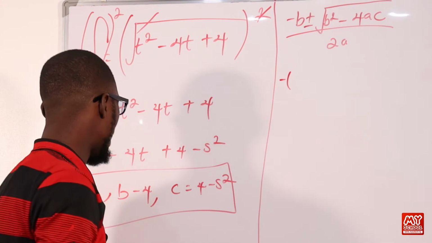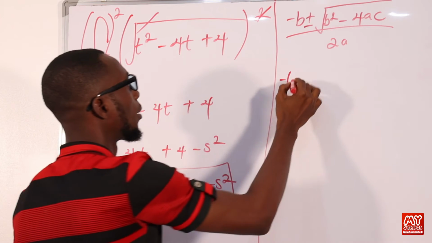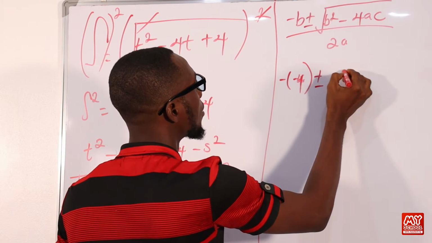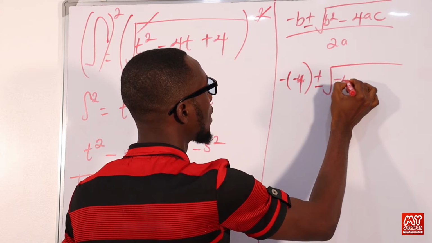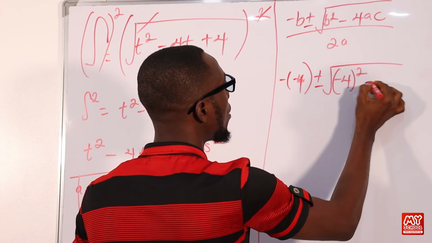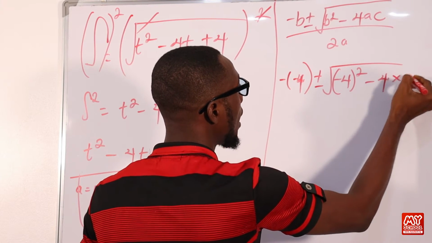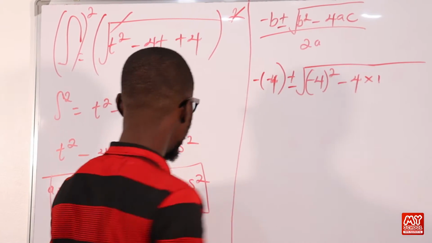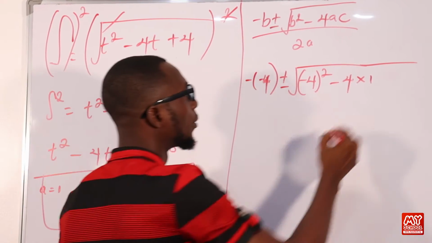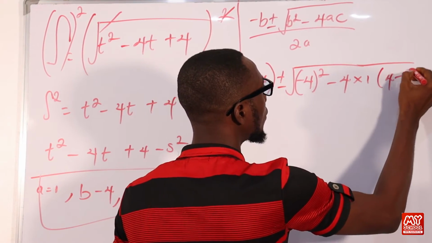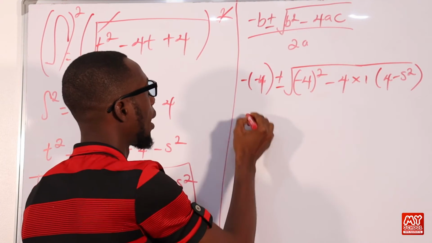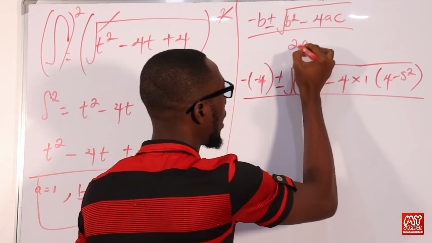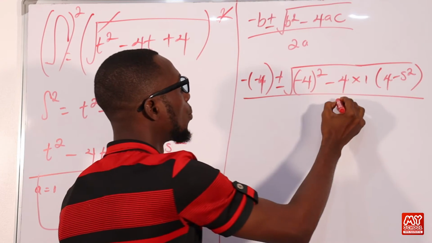What's our B? Our B is minus 4, okay? Two brackets plus or minus square root of B squared, that is minus 4 raised to power 2, minus 4 times A, A is 1, isn't it? Of course. Then our C is 4 minus x squared. Right, so we have minus times minus, we have plus. So I have then over 2A. A is 1. So 2 times 1, we have 2.